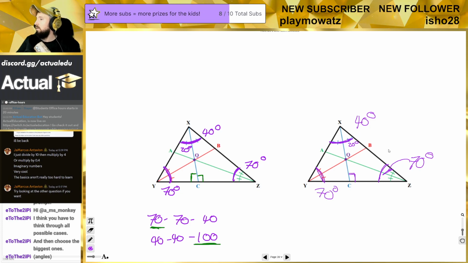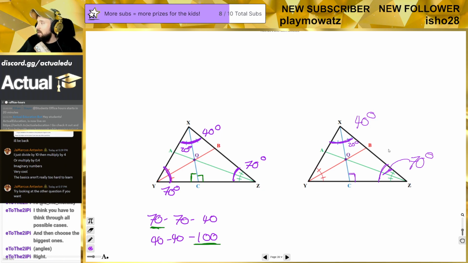So I was like, okay, cool. So in that case, the biggest one is 70. And then the other case I could have is I could have this be the 40, but I could have this be the 90 degree, for instance, right?